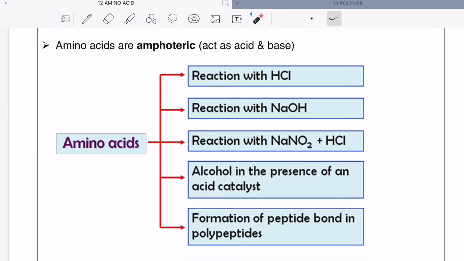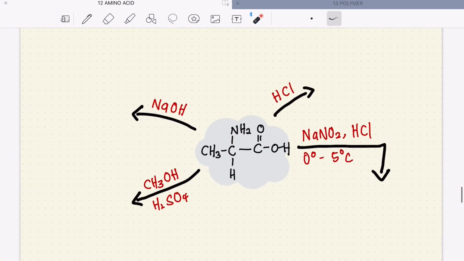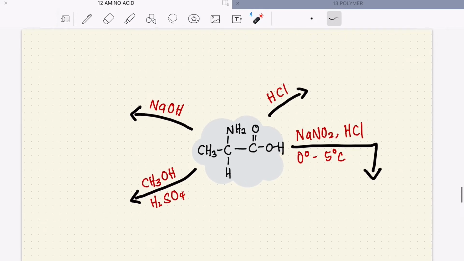And as I've mentioned previously, amino acids are amphoteric, so they can act as an acid and also react as a base. So without delay, let's directly go to the reactions. We have one example here. The reaction will happen at the functional groups and depends on the reagent you're going to add. Since it depends on the reagent, we are going to see which functional group can react with the reagent.